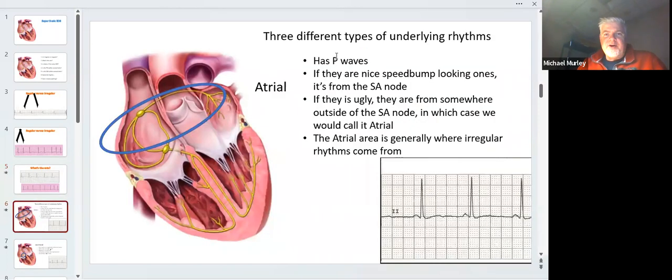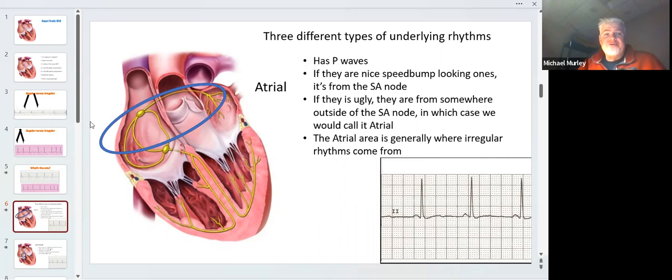Let's just go back through and hit the 3 zones again. This top zone here is called atrial. And of course it has the sinus node in it. And it's Bachman's bundle. There's all kind of different internodal pathways up here. If the P wave, like in this picture, looks like a nice little speed bump, then it's most likely from the SA node. So that's good. Its intrinsic rate is between 60 and 100 up there. Anything faster than 100 is tachy, and anything slower than 60 is brady.